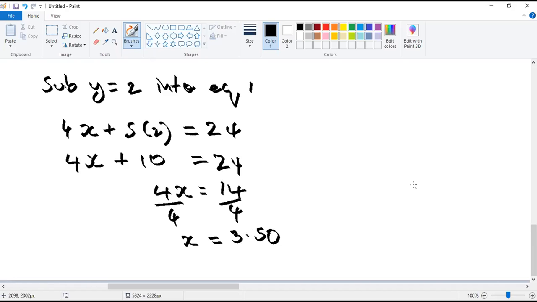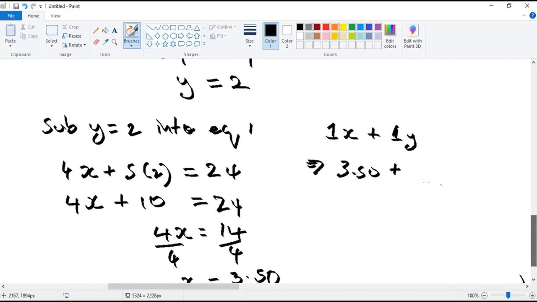So the second part says to solve, which we did, and then calculate the total cost for one pen and one ruler. Which is simple enough: just one x plus one y. The pen is $3.50 and the ruler is $2, so it would be equal to $5.50.